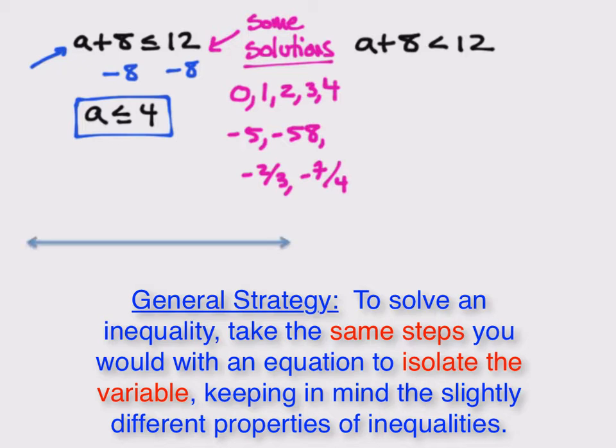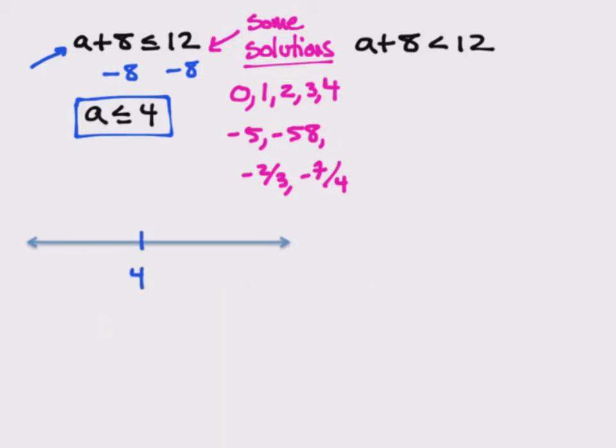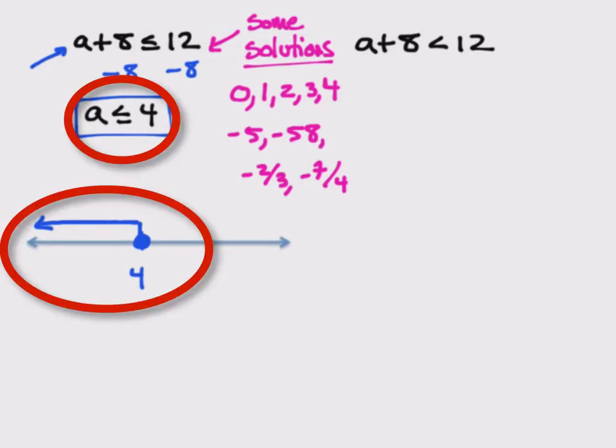So how would we represent all numbers less than or equal to 4 on a number line? First things first, we're going to make a point at 4 because 4 is part of our solution set. And because we'd like to represent every number less than 4 as well, we're just going to draw an arrow going to the left. And that picture right there represents every real number less than or equal to 4.